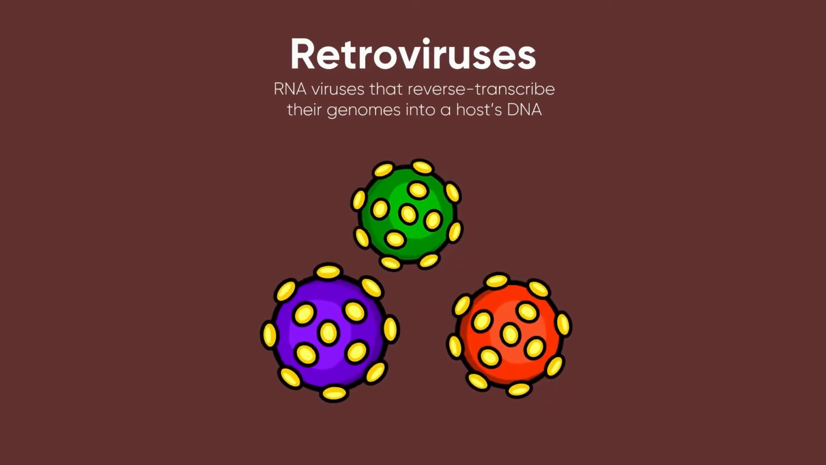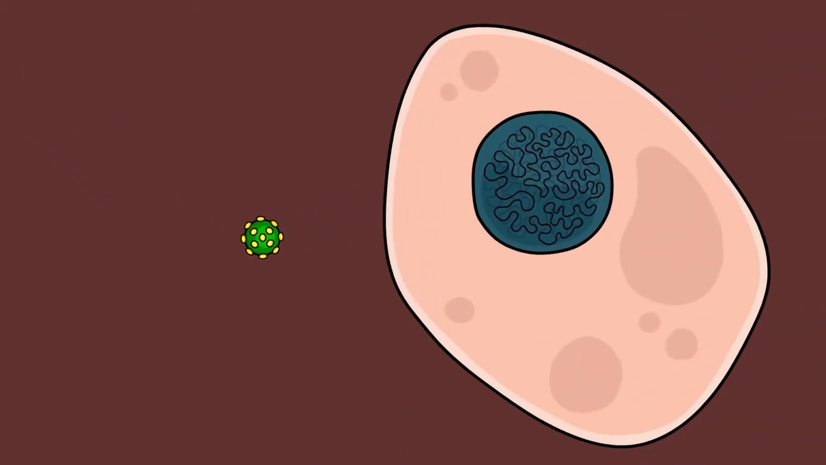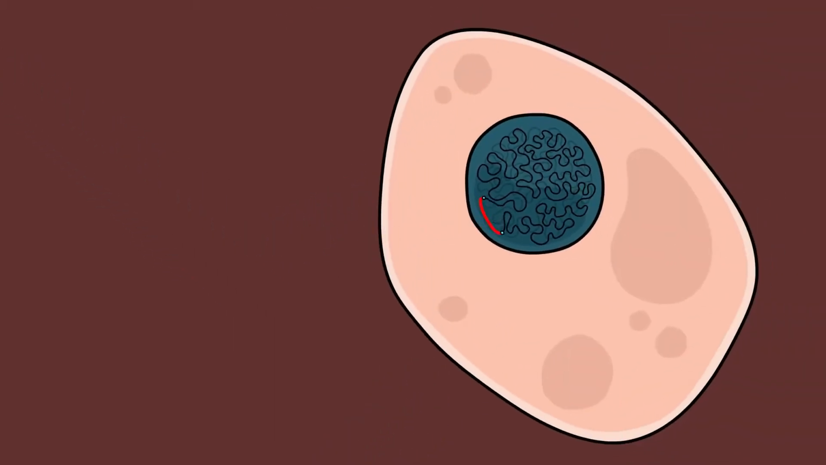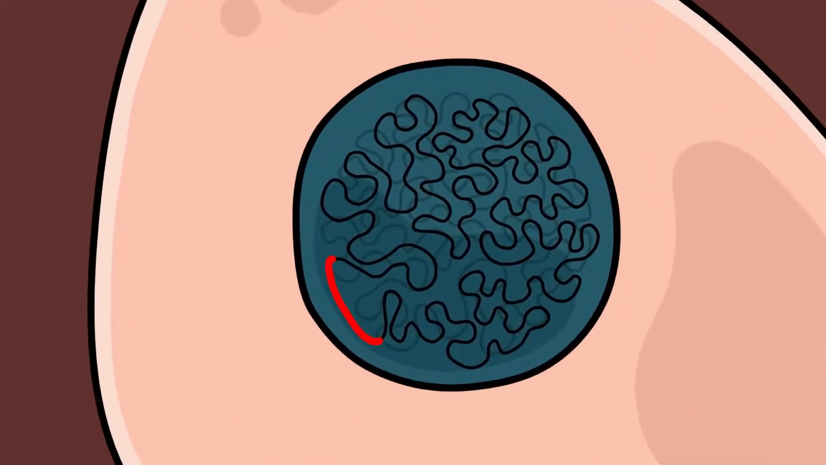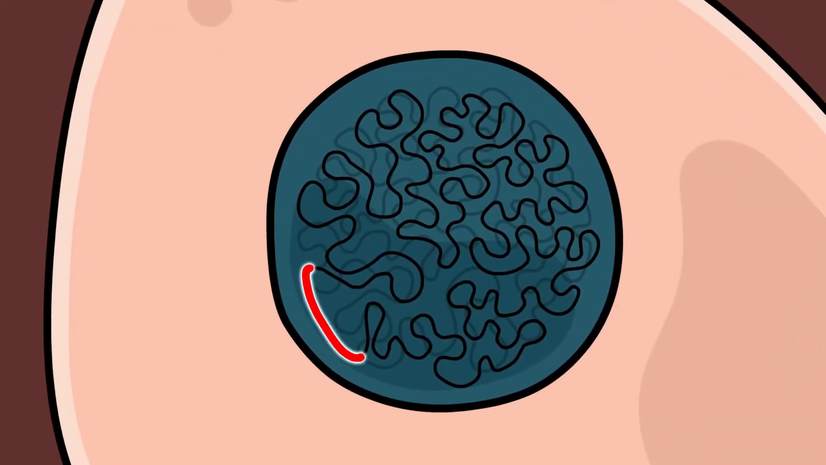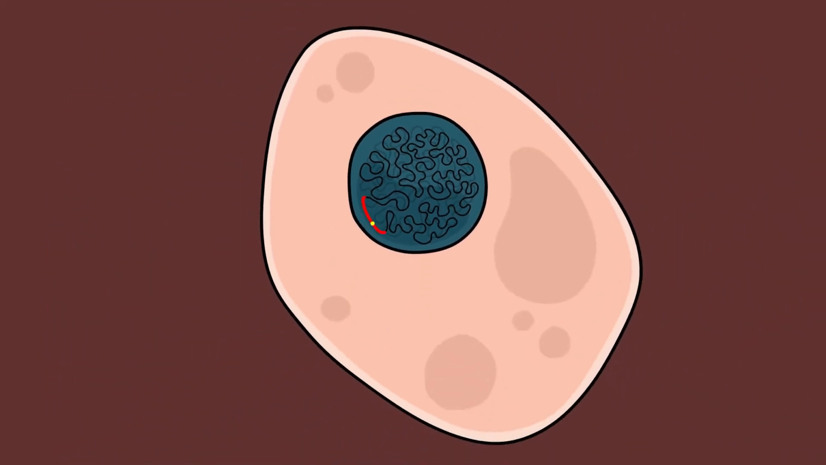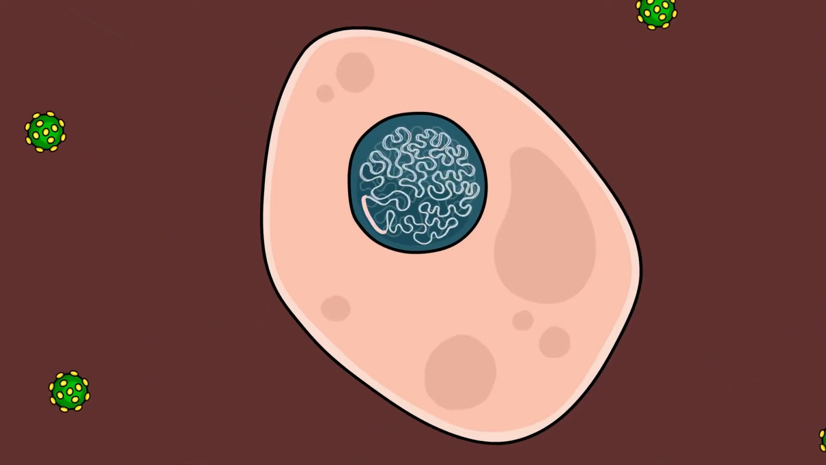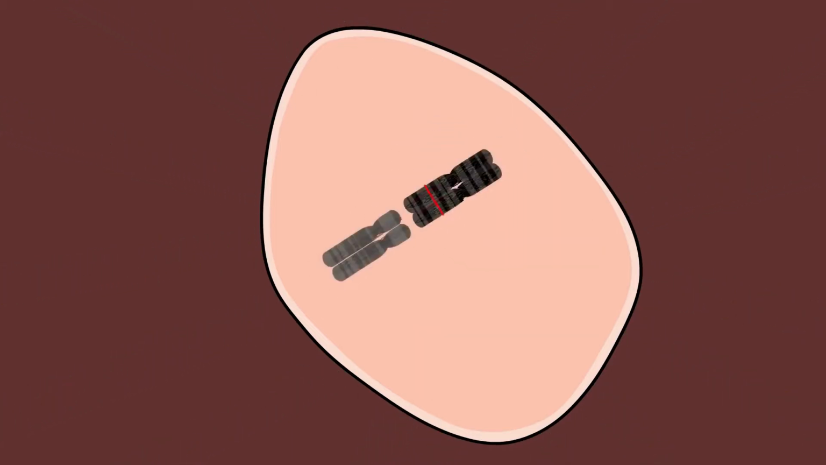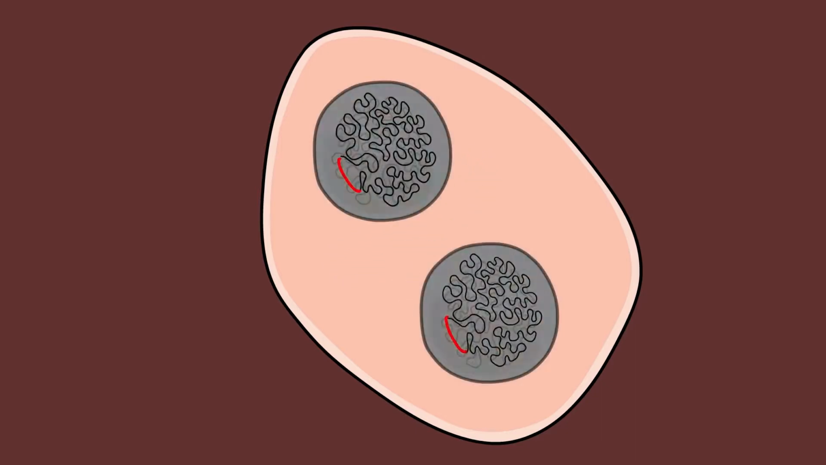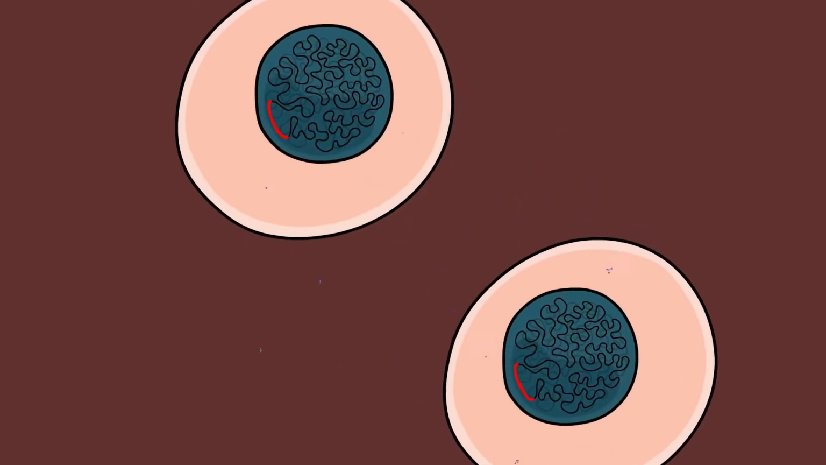A retrovirus is a special type of virus that reproduces by inserting its genes directly into a cell's DNA. The virus genes become a seamless, permanent part of the host cell's genome. The cell treats the virus DNA as if it were its own. It reads the virus genes, using them to make new viruses, and when the cell copies its own DNA before reproducing, it also copies the virus DNA and passes it on as well.